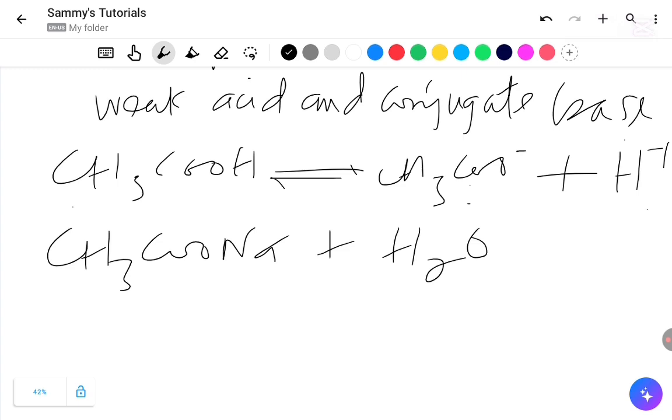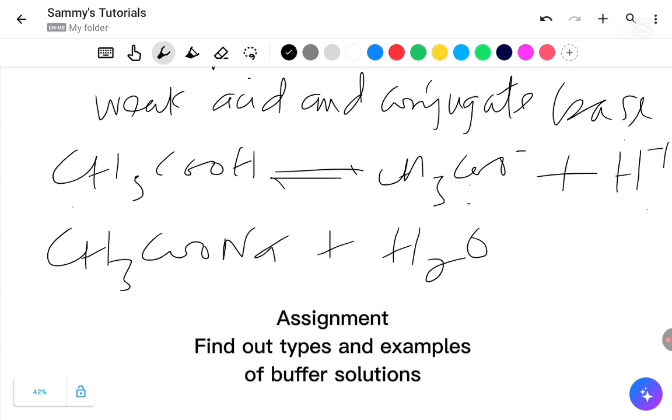Now another example of buffer, this is the most common type. We have phosphate buffers. We have different types of buffers, and I'm giving you as an assignment, go and find out the types of buffers.